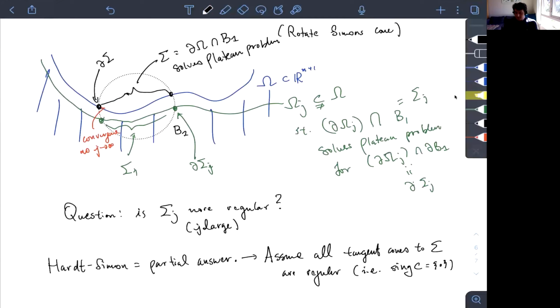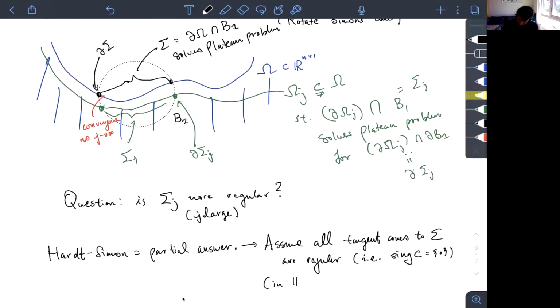Right? So if you remember, at every point of a minimal surface, you can take a tangent cone, zooming in. And when you do this, you find a minimal cone. It may depend on the sequence, but we're not going to worry about that now. But we've seen that you can have, for example, a cone cross a line, right? So a cone cross a line has a very large singular set because the whole line across the origin is singular. So in the work of Hardt-Simon, you want to avoid this possibility. And so you're going to assume that all tangent cones to sigma are regular. And so in R8, this holds for any solution to the plateau problem, and we discussed this briefly in our previous lecture.